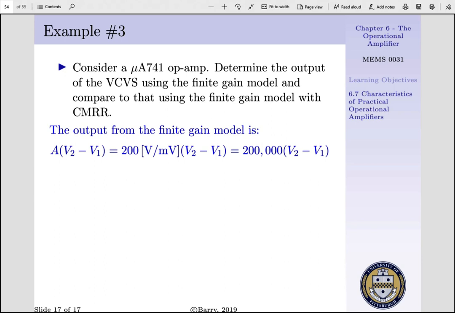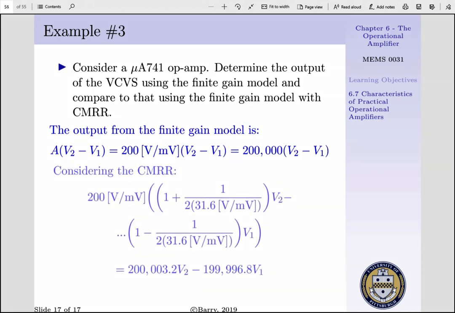Thus, we have a value of 200,000 times the quantity V2 less V1. Considering CMRR, the output of our VCVS now becomes A times the quantity, the subquantity 1 plus 1 per 2 CMRR times V2, less the subquantity 1 minus 1 per 2 CMRR times V1.